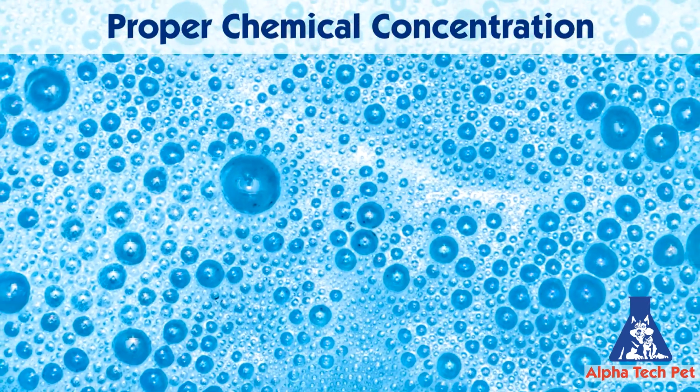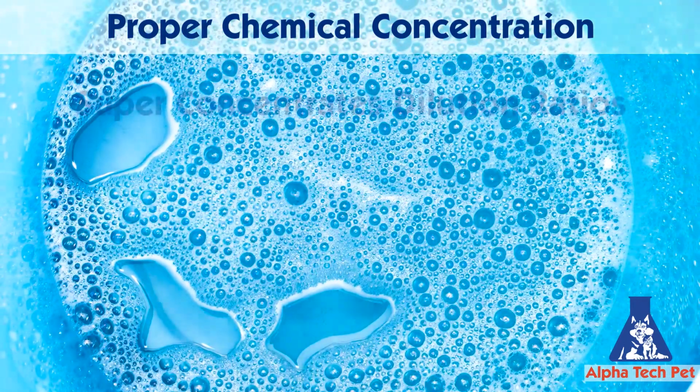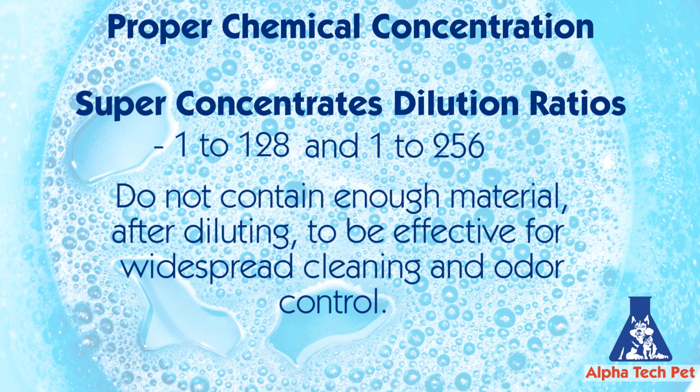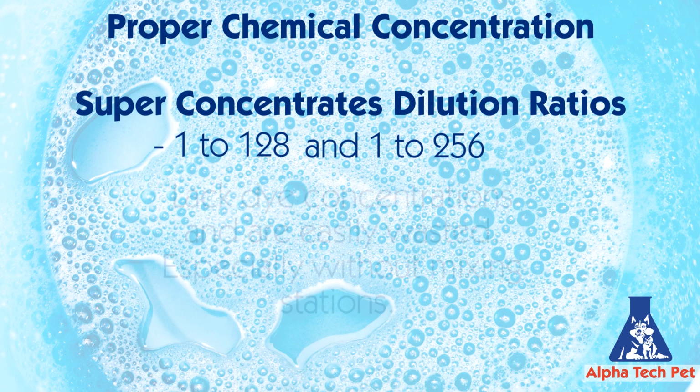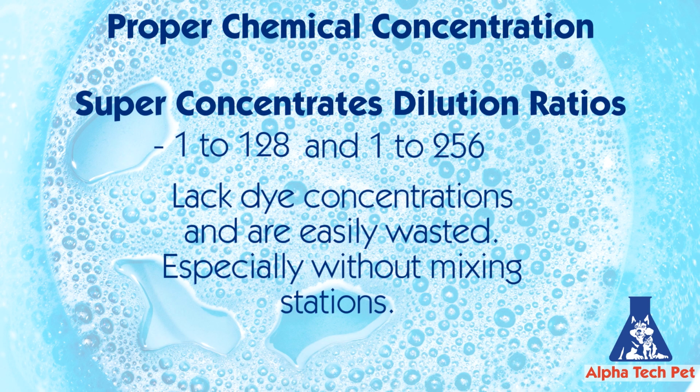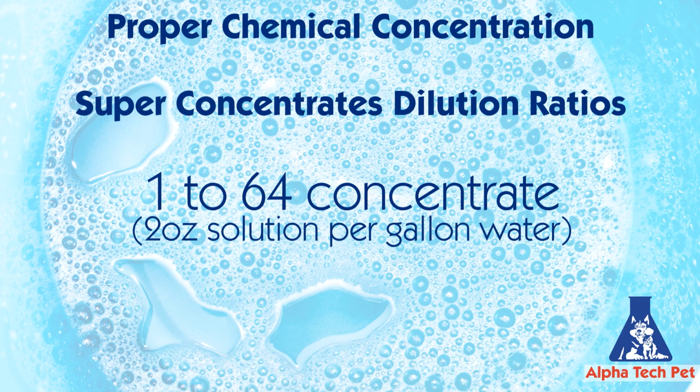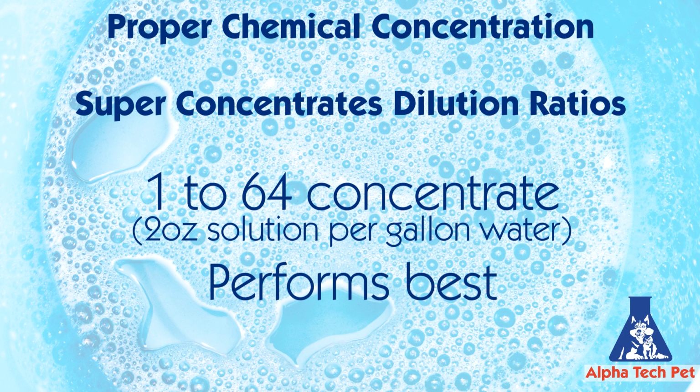Proper concentration of chemicals to water is also very important. Super concentrates like 1 to 128 and 1 to 256 dilution ratios may have a place in your program, but they do not contain enough material after diluting for effective, widespread cleaning ability and odor control. Super concentrates also lack dye concentrations and are therefore easily wasted, especially in facilities lacking automated mixing stations. It is just human nature to pour solutions until they seem satisfactory in color. A 1 to 64 concentrate, which requires 2 ounces of solution per gallon of water, performs best.